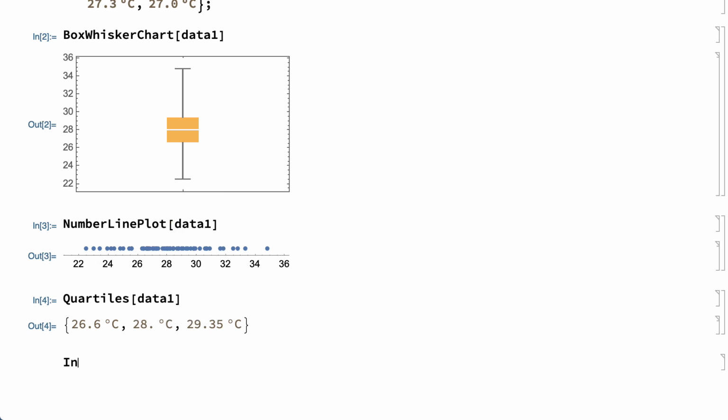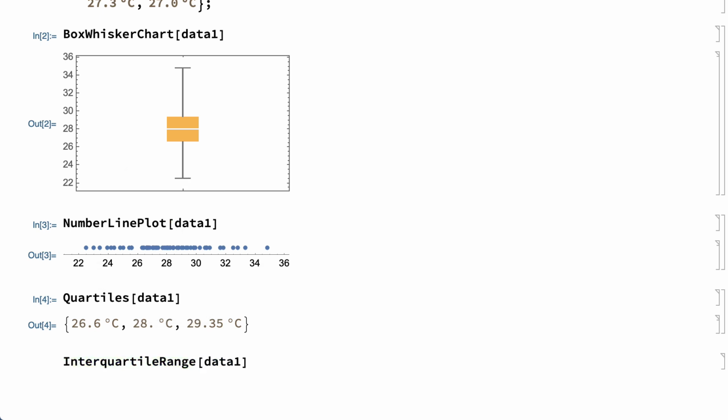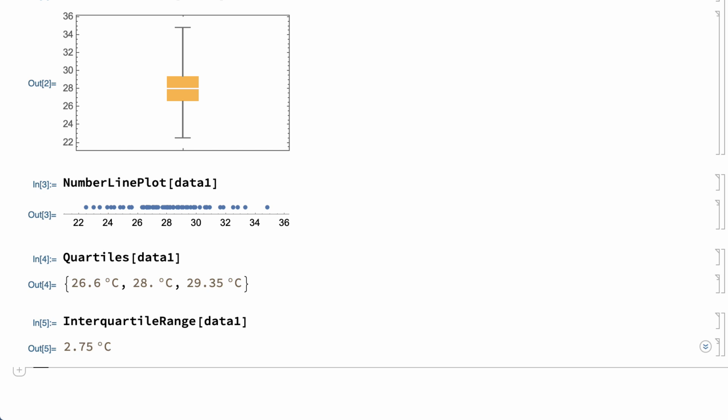Another number that frequently comes up in statistics is the interquartile range, which is a particular measure of spread. The interquartile range is the difference between the third quartile and the first quartile, which can be computed from the quartiles or by using the interquartile range function. In the box and whisker chart, the interquartile range is the height of the box. Box and whisker charts are particularly useful for comparing several data sets, mostly because they provide a compact way of summarizing a lot of data in a small chart.